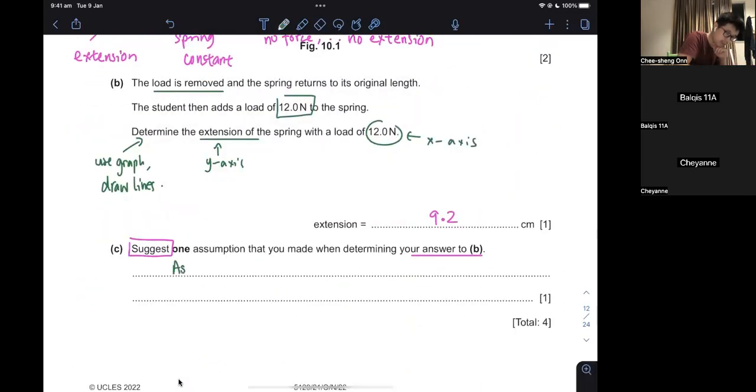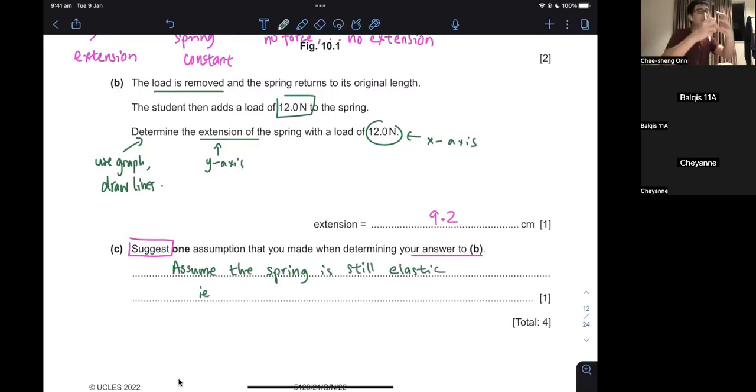So you must assume the spring is still elastic, i.e., sometimes when you extend the spring and it's too much, it becomes deformed. Deformed meaning it changes its shape. It doesn't go back to being the spring itself. So it's no longer elastic in that case. It's like a rubber band. Your rubber band can extend, but you use the rubber band again and again, and then eventually it doesn't go back to being the original rubber band anymore. It becomes inelastic. That is when it doesn't follow the relationship.